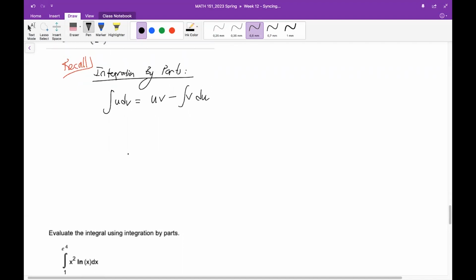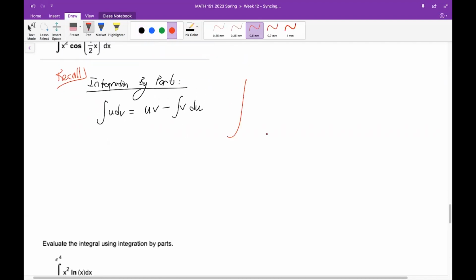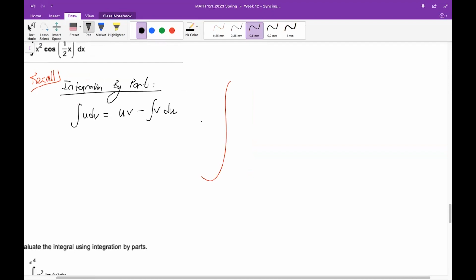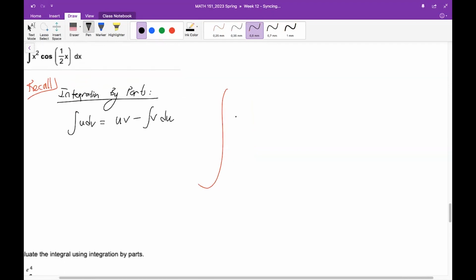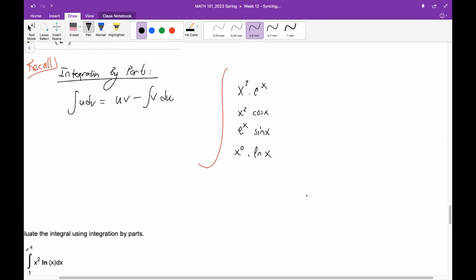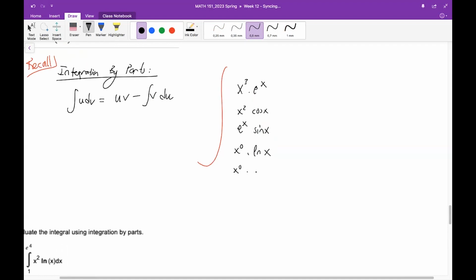I will explain in the example, but before moving to the example, I want to make a very informal recall here. If you have two different types of functions inside your integral, like x cubed e to the power x or x squared cosine x, or, you see I am choosing different types of functions, exponential function times trigonometric, or polynomial (x to the power 0 is still a polynomial) times logarithmic, or x to the power 0, which is 1, times an inverse trigonometric function, arctangent x.